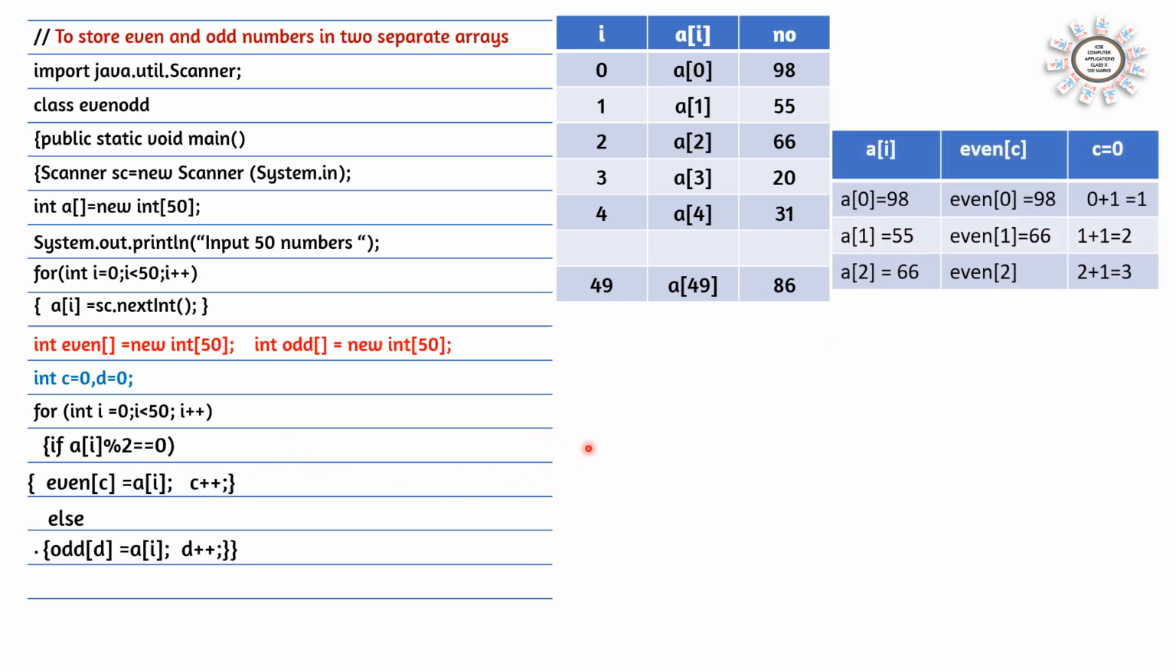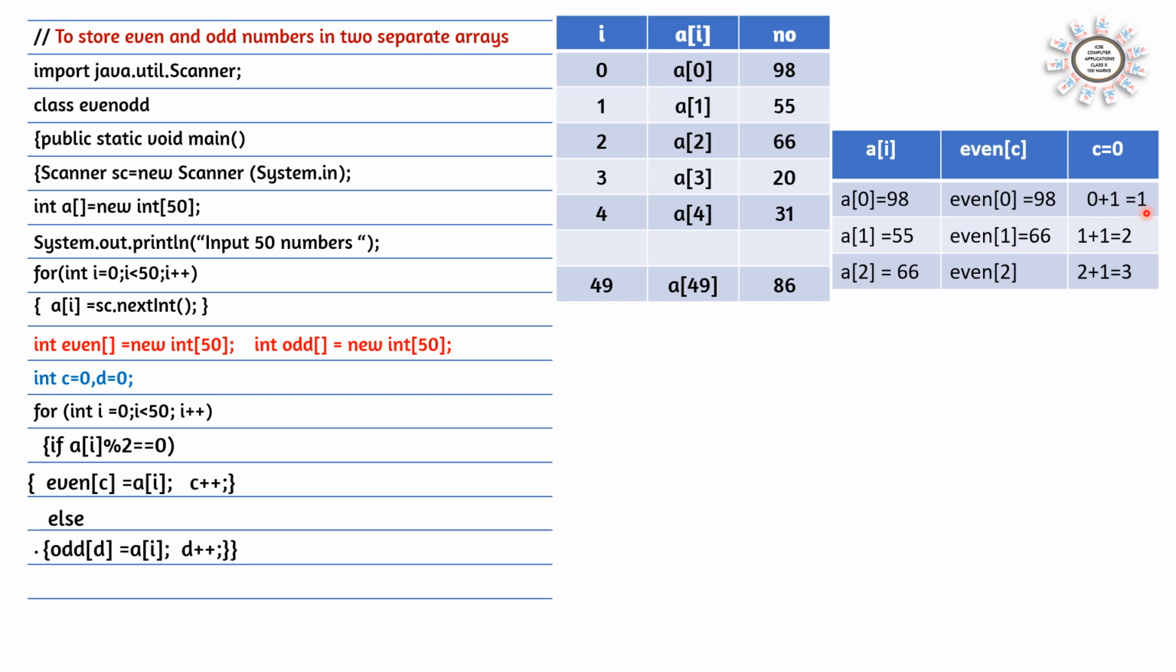Here, if A of I modulus 2 is equal to 0, for example, the first number is 98. And A of I, that means A0, modulus 2. 98 divided by 2, we can say it is an even number. So we are saying even of C. C, as you can see, C was 0 in the beginning. So even of C, that means even of 0. In place of C, 0 will come. Even 0 is equal to 98. The first number we have stored in position even 0. And as soon as you store the number, we are increasing the value of C. C is equal to C plus 1. That means C will become 1.